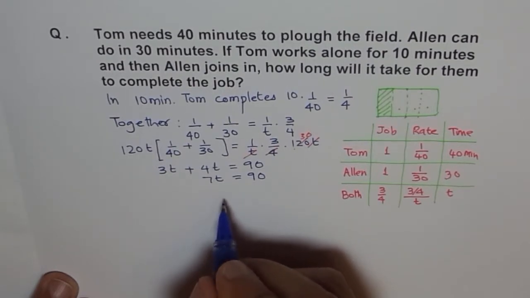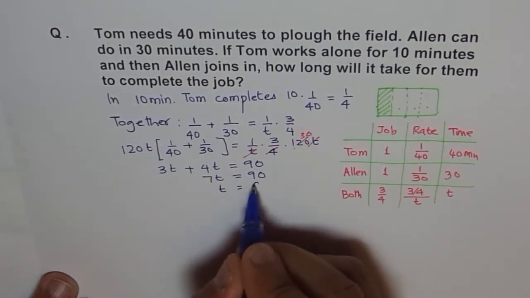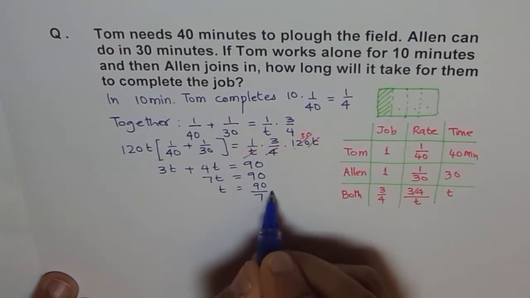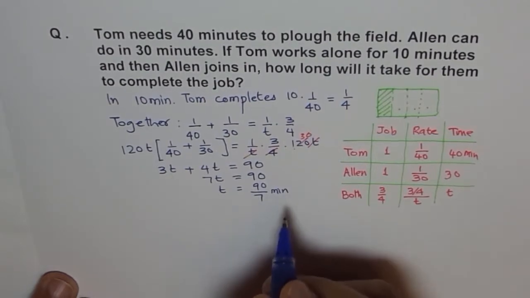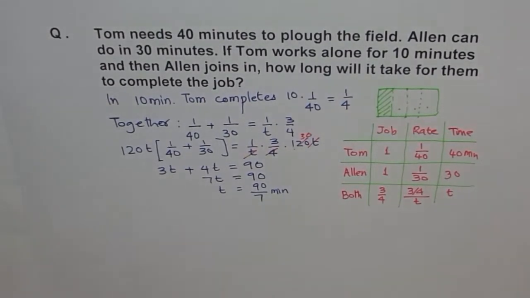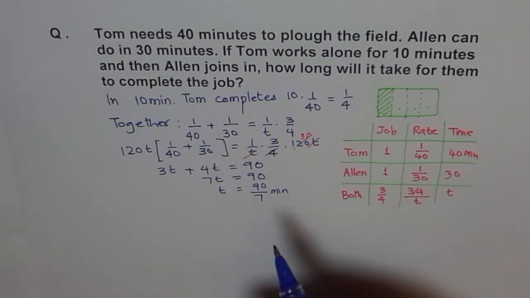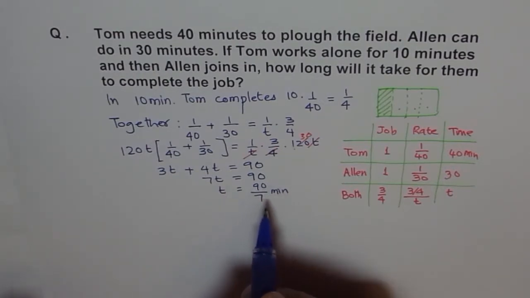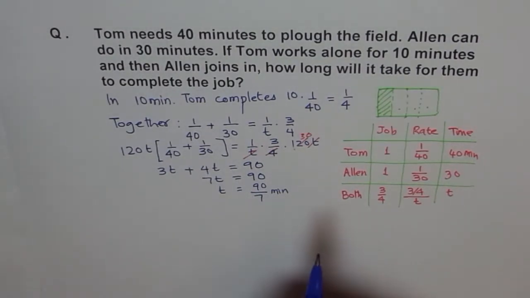So the time taken is 90/7 minutes. Is that okay? So that is the time taken for them to work, okay? You can write it as a fraction, but anyway, it is 90/7, or this goes 12 times and then we get 12 and 6/7 minutes, okay? Anyway, that's the time taken.